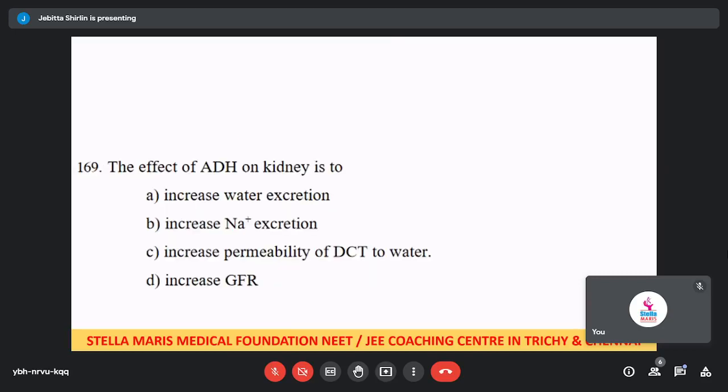The effect of ADH on kidney is to. What is this ADH, children? What is ADH? Yes, it is antidiuretic hormone. It is also called vasopressin. So what is the effect of antidiuretic hormone on kidneys? Option A, increase water excretion, increase sodium excretion. Option C, increase permeability of distal convoluted tubule to water, increase glomerular filtration rate. Just think for a while and give me the correct answer.